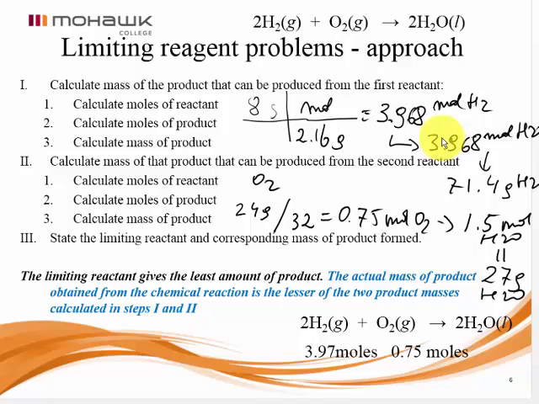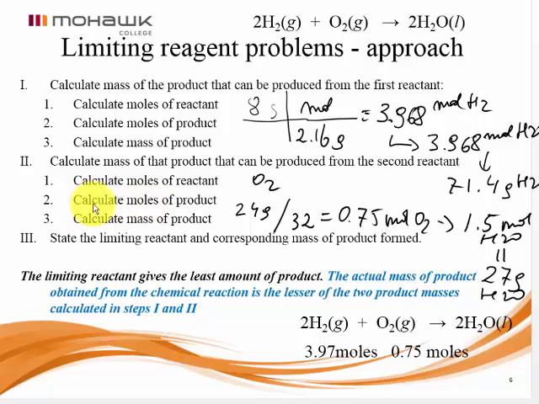When we multiply this number of moles by the molecular mass of water, 18 grams, we will end up with 71.4 grams of water. The next step is to calculate the mass of that product that can be produced from the second reactant. So now we have to take 24 grams of oxygen and repeat the same procedure. Calculate moles of the reactant. So 24 grams of oxygen divided by the molecular mass of oxygen is equal to 0.75 moles of oxygen.